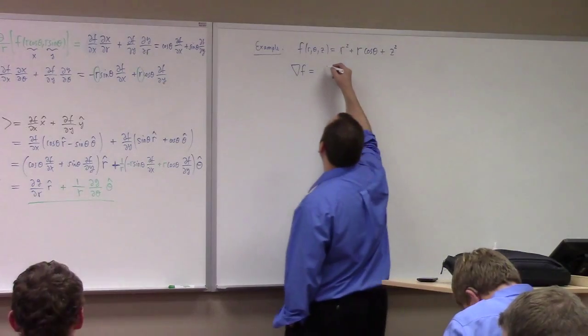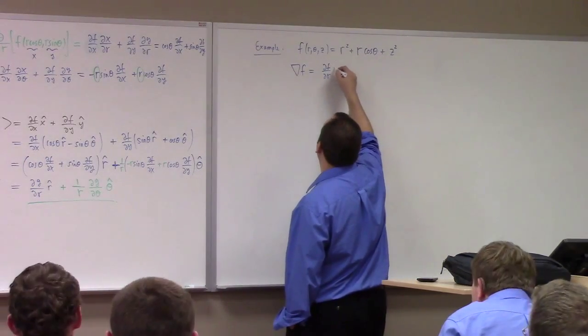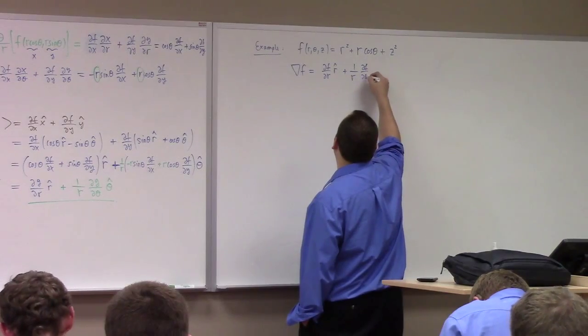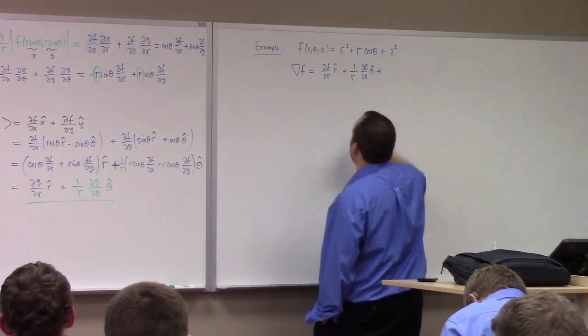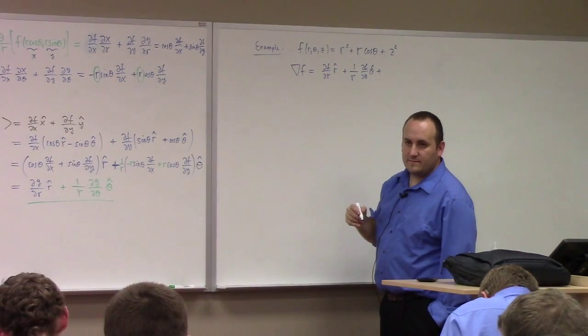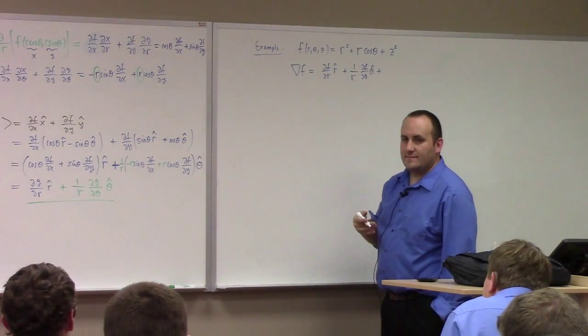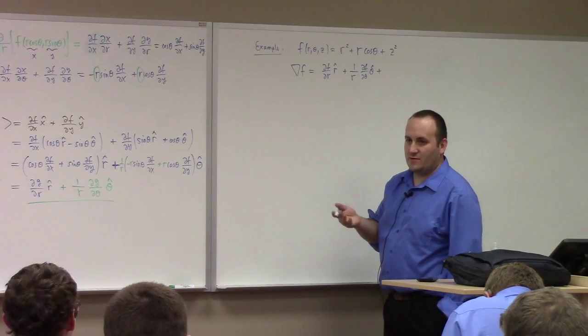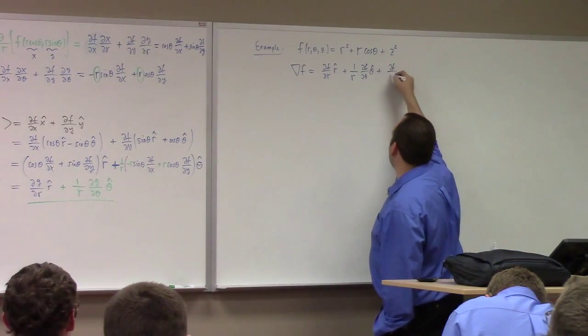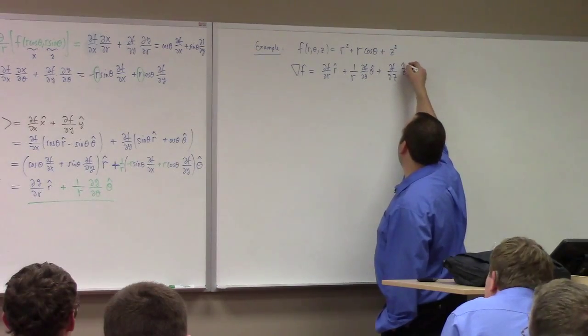So the formula is partial f partial r r hat plus 1 over r partial f partial theta theta hat plus, guess what happens with z? Nothing. Z plays the same role in cylindrical coordinates as it does in Cartesian coordinates, so you already know the story over here. It's partial f partial z, z hat.